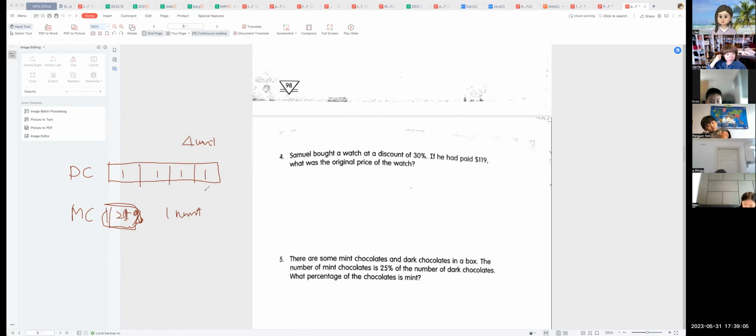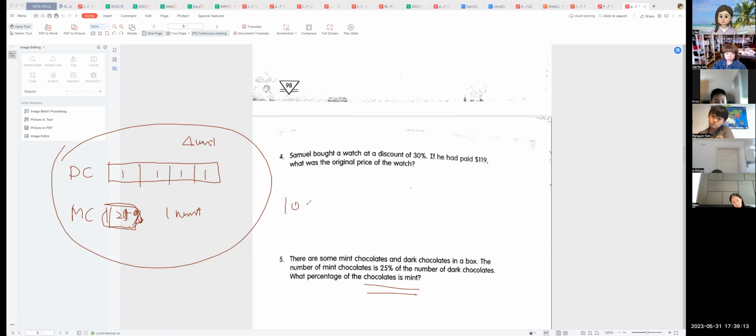So what percentage of the chocolate is mint? You need to think about it. All together, they represent 100. They're in a box. They're the whole. So the mint chocolate is 1/5. 20%? Very good, avocado. You're right. It's 20%. Good job. So you need to think about the whole thing is 100%.